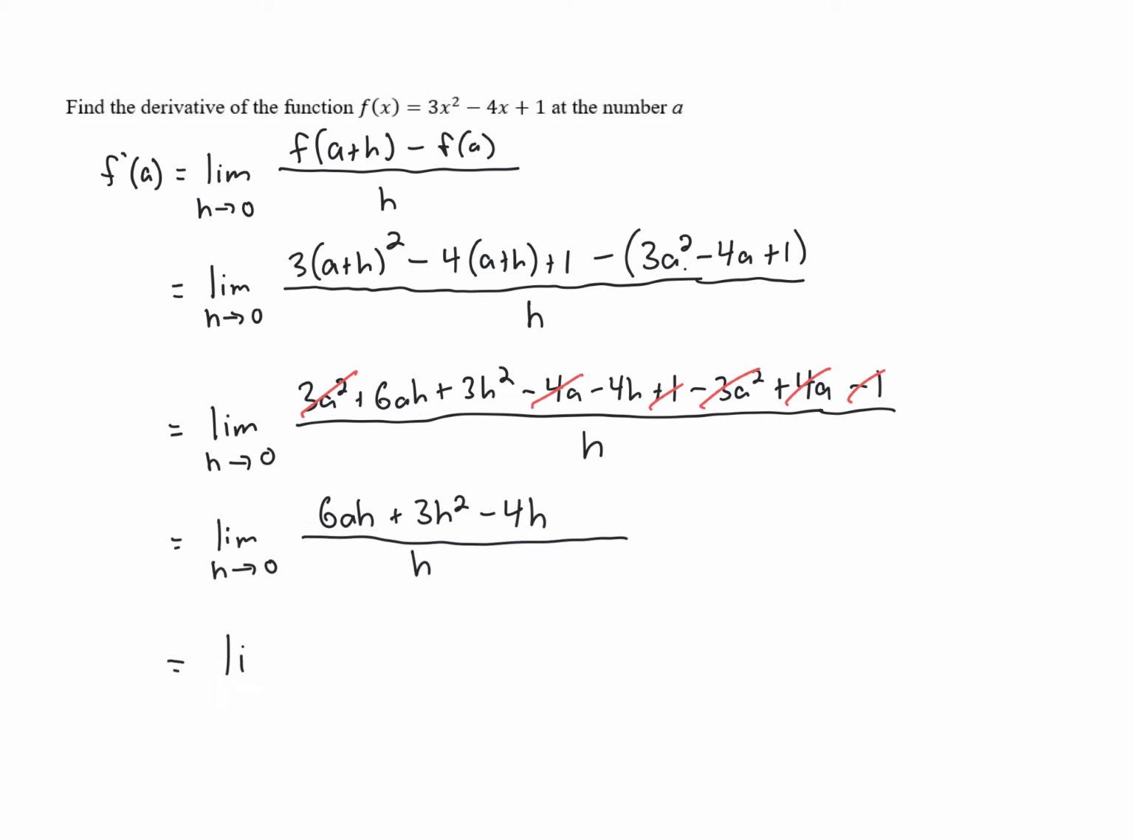We can then actually divide each of those by h. That gives us 6a plus 3h minus 4. And to take the limit, we can use direct substitution. We can plug in 0 for h. 3 times 0 is 0. Those go away, and we get 6a minus 4, which is our derivative.